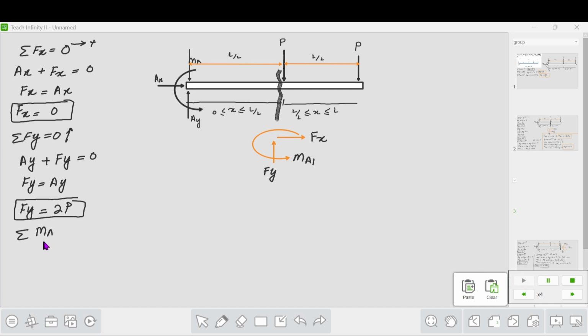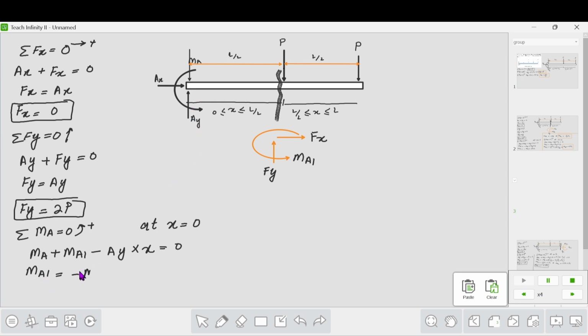So summation of moments at point A equal to 0. The force which rotates the beam anticlockwise will be taken as positive. So this is MA1, anticlockwise positive, negative Ay into X. I have taken this as a condition at X equal to 0. So I will put the value X is equal to 0.